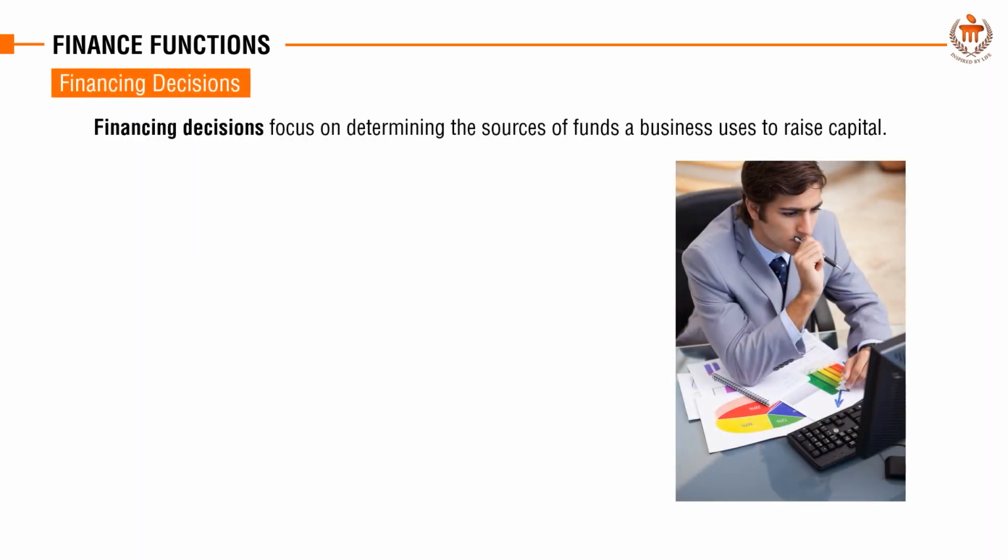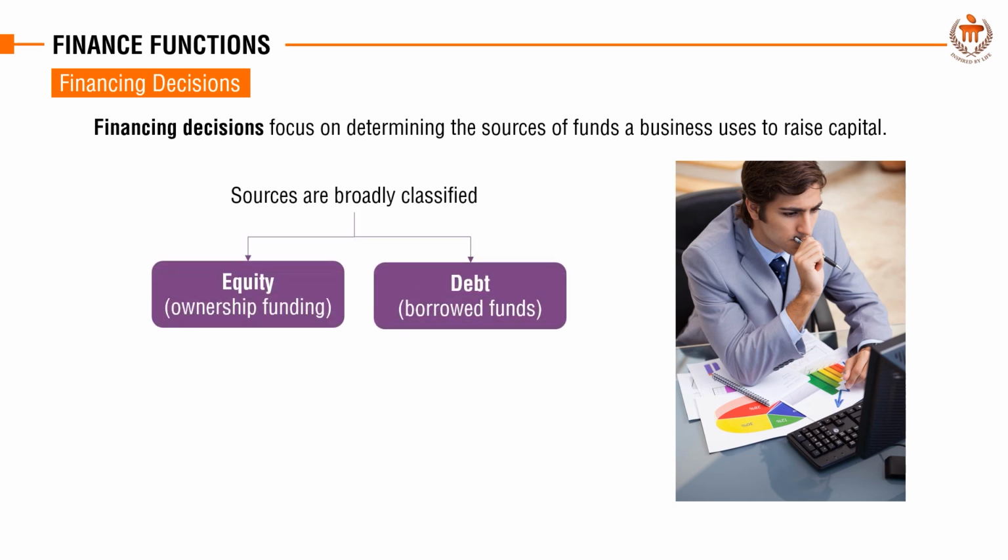Financial decisions focus on determining the sources of funds a business uses to raise capital. These sources are broadly classified into equity, which is ownership funding, and debt, which is borrowed funds. The choice of financing depends on factors like the cost of funds, with equity generally being more expensive, and the risk involved, as debt increases financial leverage.